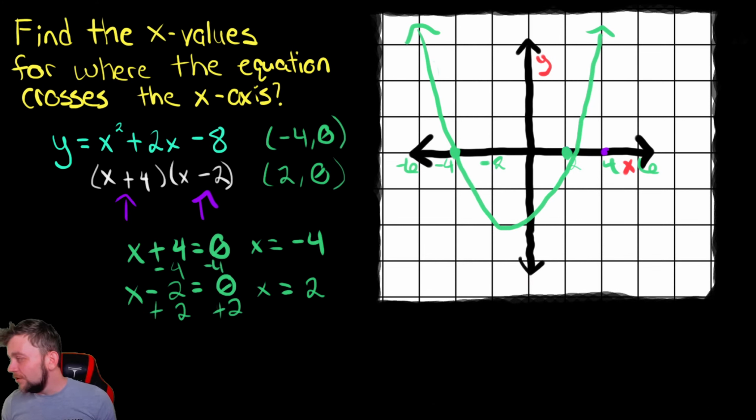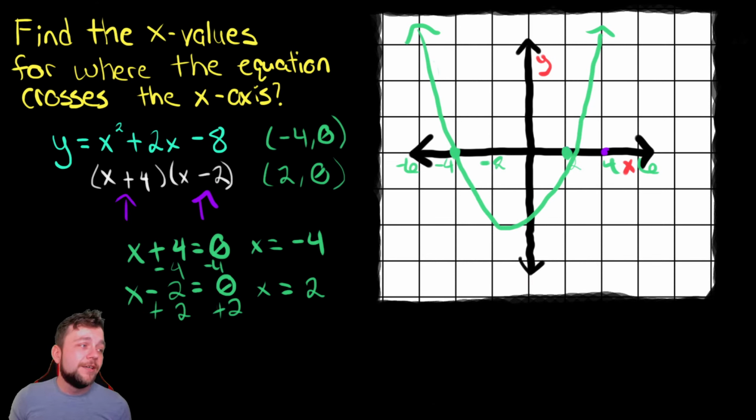Oh, question. Is it always important to use 0 to find the points? Yes, you always want to set it equal to 0, because that is where, when your y is 0, where are you located?